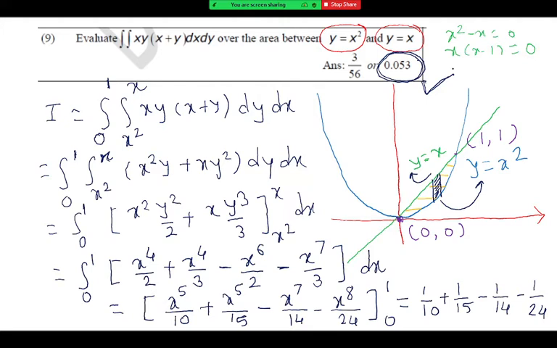Is there any doubt? Can you explain the last step, sir? The last step is just that we replace the upper limit and lower limit. It is simple algebraic integration. Which step? This one, x raised to 5 by 10? Yes, we replace the upper limit and lower limit. Just we replace x by 1 there.